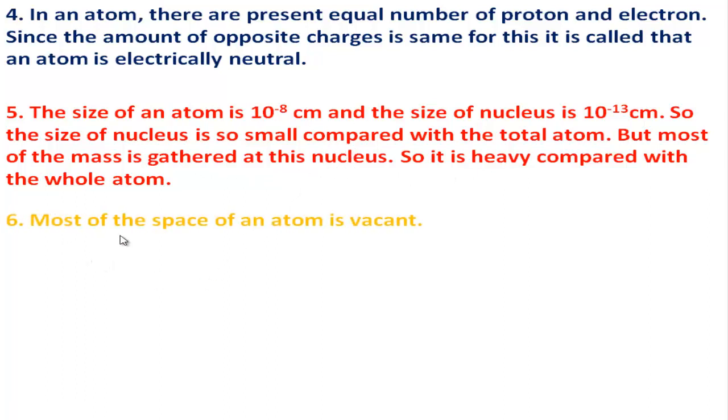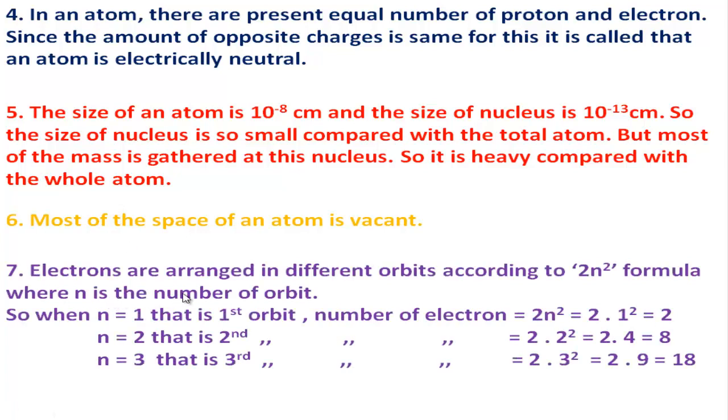And most of the space of an atom is vacant. Why? Because we have already learned that the size of the nucleus is so small. So around the outside of the nucleus there are orbits through which electrons are moving, and the space between this orbit and the nucleus, most of this space is actually empty or vacant, nothing is there.